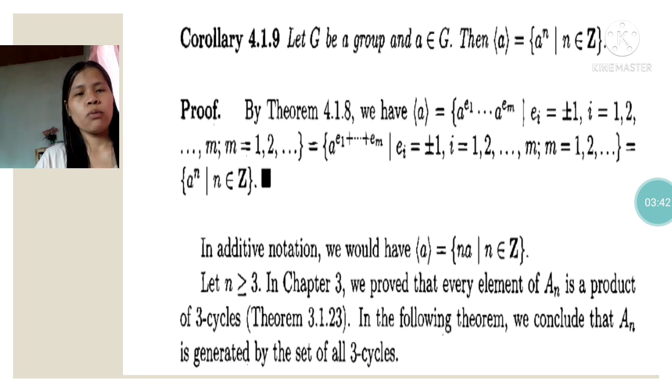Corollary 4.1.9. In notation, we should have the subgroup generated by A is equal to nA such that n is an element of integers. Let n be greater than or equal to 3. In chapter 3, we prove that every element of E sub n is a product of 3 cycles, theorem 3.1.23.